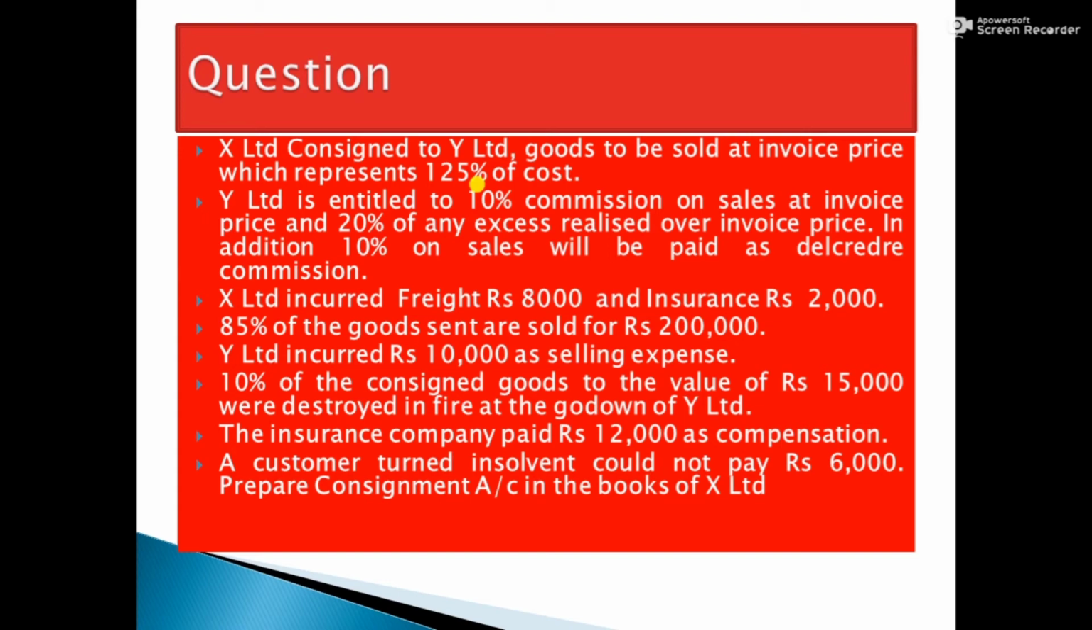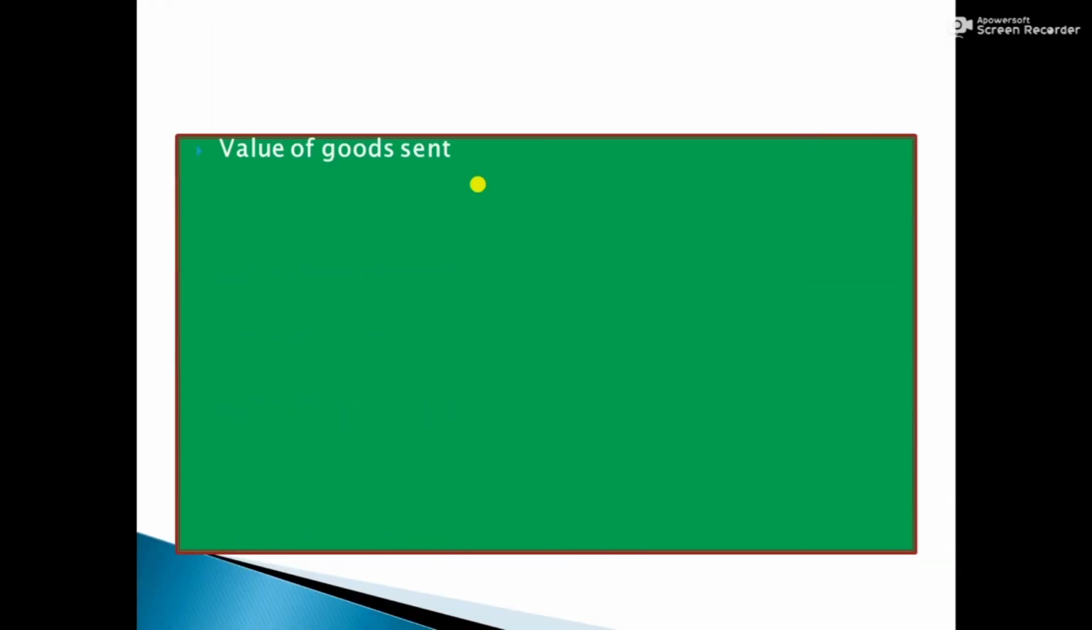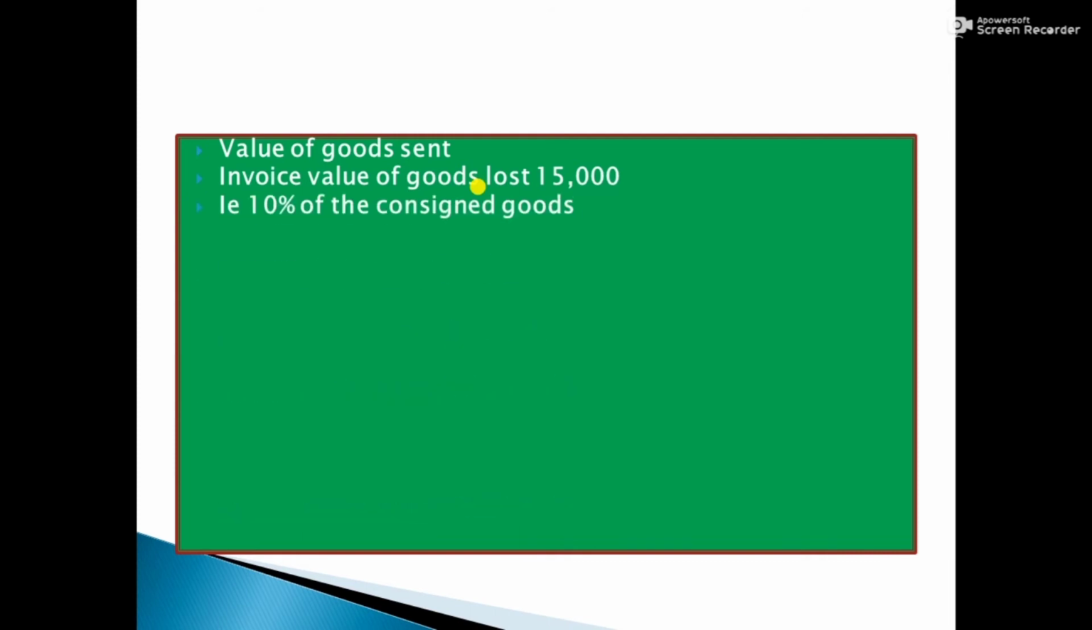Invoice value of goods lost is 15,000. That is the 10% of the consigned goods. Therefore, invoice value of goods sent is equal to 15,000 divided by 10%, that is 1,50,000. So, in consignment account, we debit goods sent on consignment 1,50,000.